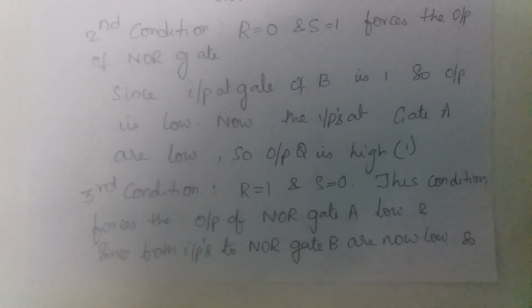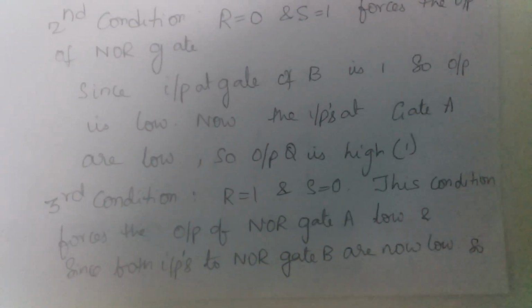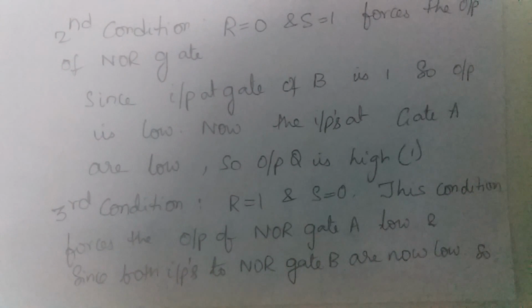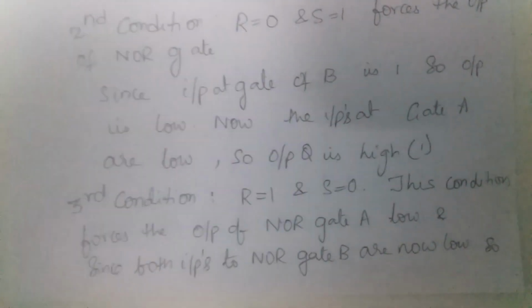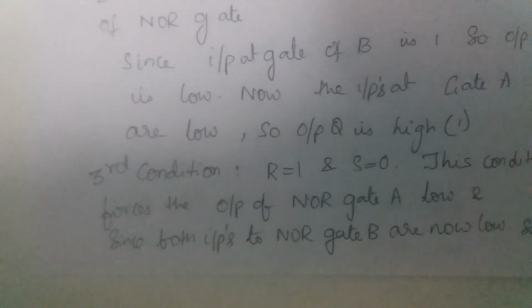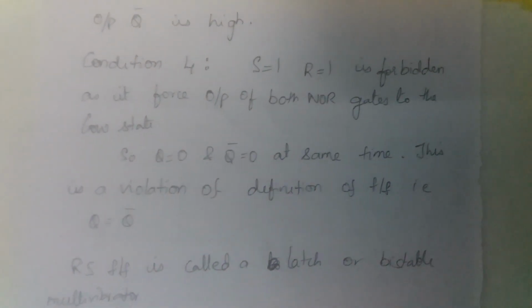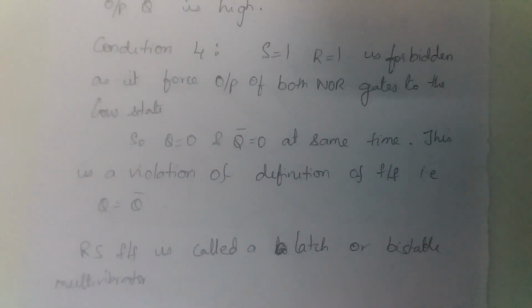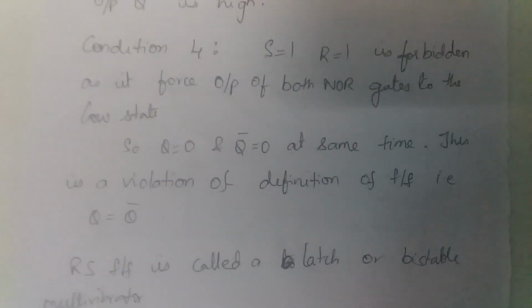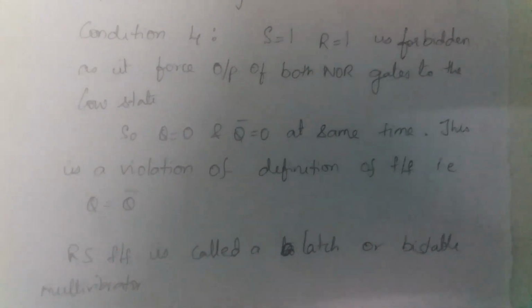So I have discussed the second condition where R is 0, S is 1. Then I have also discussed the third condition, R is equal to 1 and S is 0. And the fourth condition is S is equal to 1, R is equal to 1, which is a forbidden state. So RS flip-flop is called a latch or a bistable multivibrator.